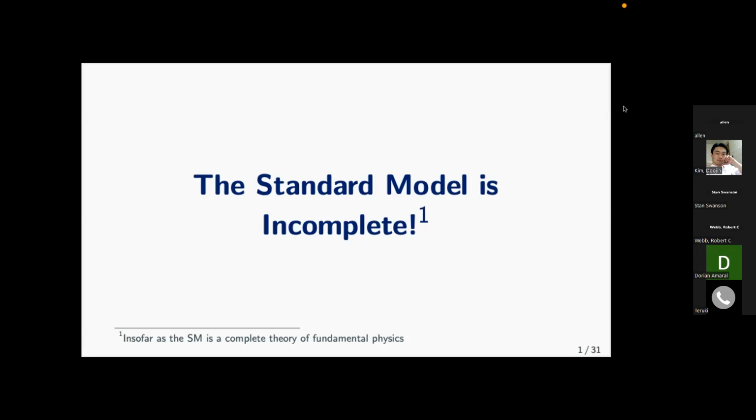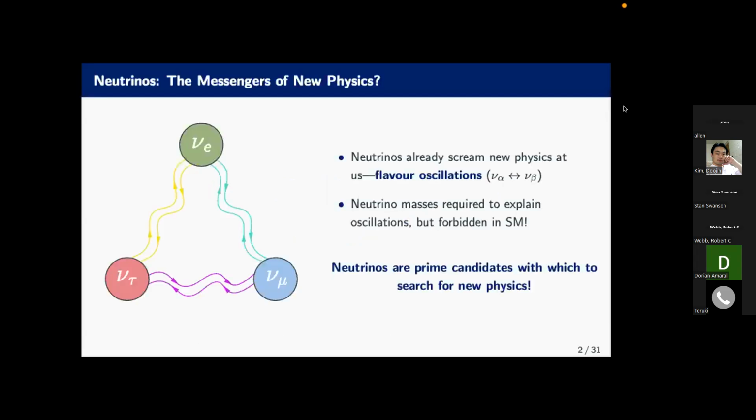But just as interestingly, I think, but I'm biased, the behavior of neutrinos isn't exactly encapsulated in the standard model. So we already know that neutrinos kind of scream new physics at us because they have this property where they have a kind of identity crisis, right? They kind of oscillate between one flavor or another, and in order for that to happen, we need neutrinos to have some kind of mass, right? In the standard model, that's forbidden. So already, these guys are saying that there's something out there beyond what we know. And therefore, they're, in my opinion, prime candidates with which to actually search for any further new physics.